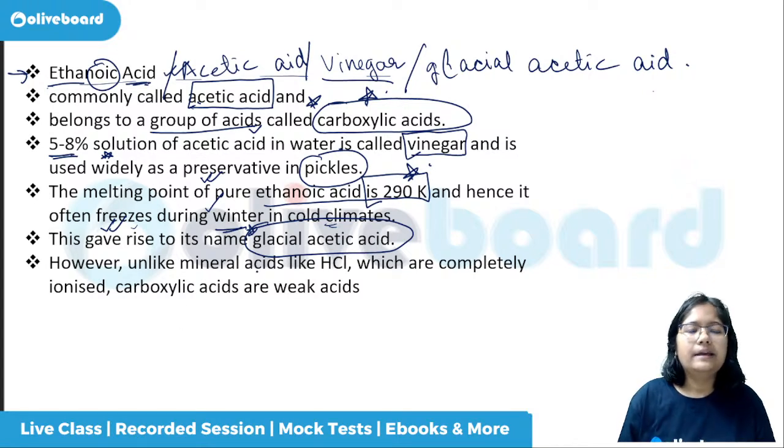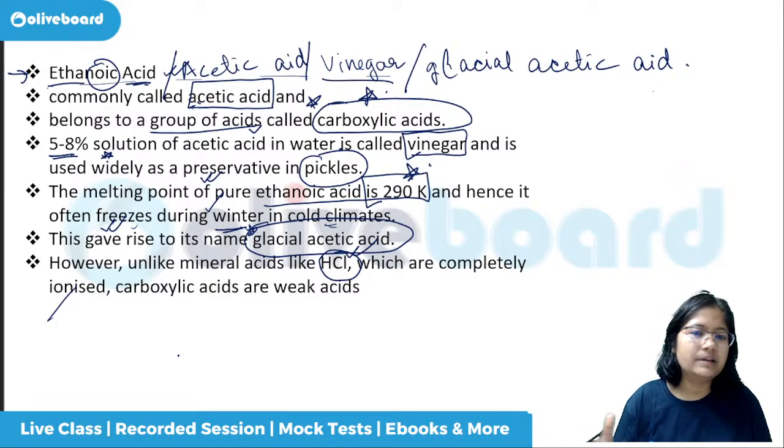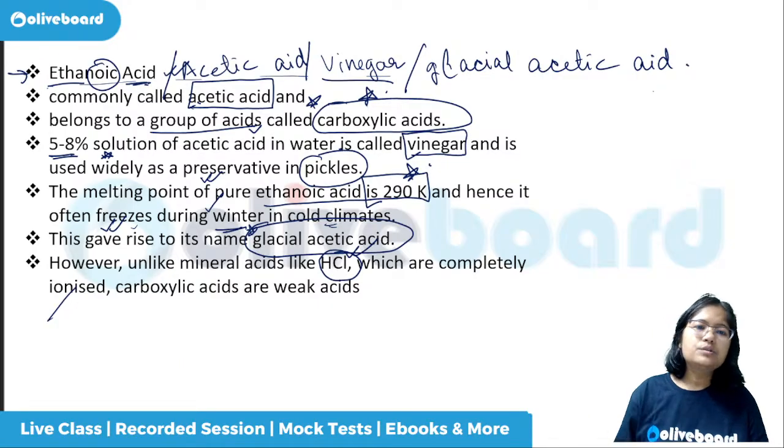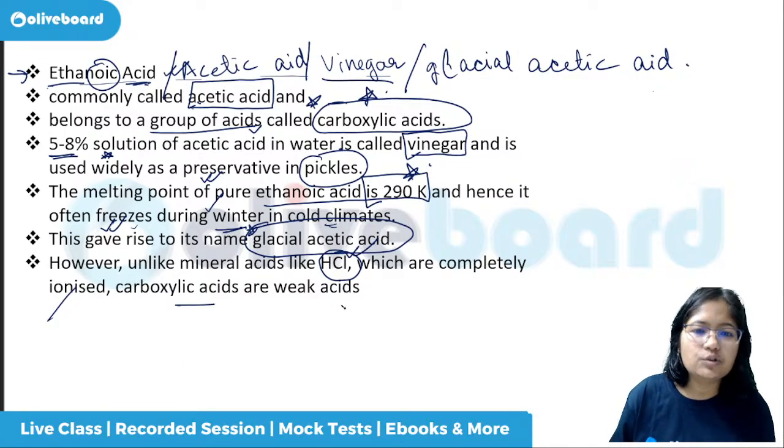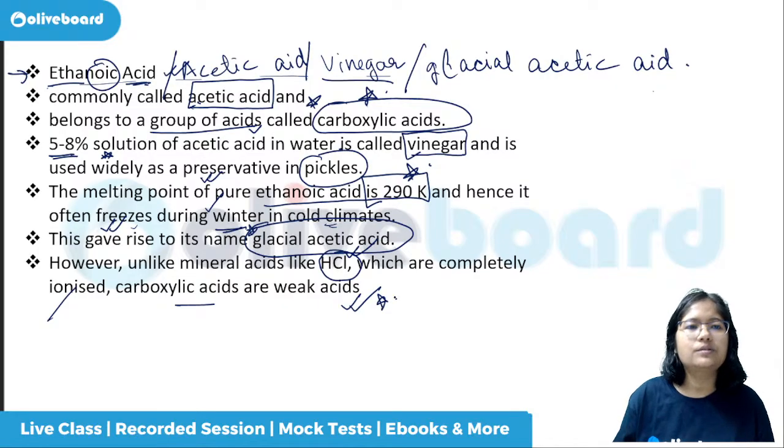Okay, and if you see the mineral acids like HCl, these are completely ionized, okay? But we know that carbon does not form ionic bonds. So carboxylic acids are also weak acids, okay? So carboxylic acids are also weak acids.